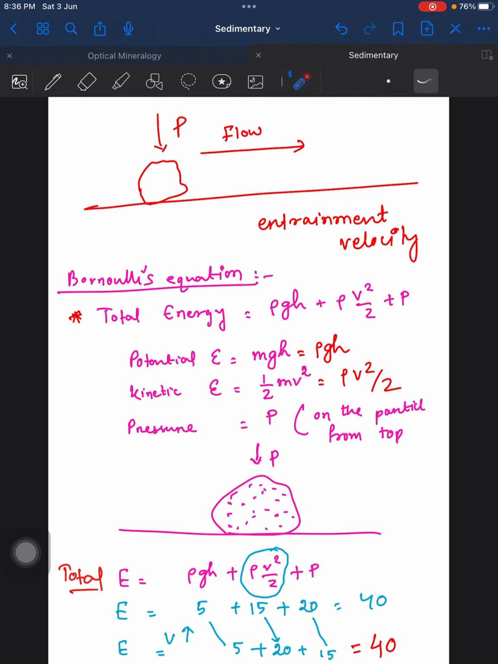Suppose, I am giving you an example, suppose rho g h is 5, this one, the kinetic energy, is 15, and the pressure on the particle, that energy, the pressure, is 20. Okay, these are the numbers. Suppose we are increasing the velocity.